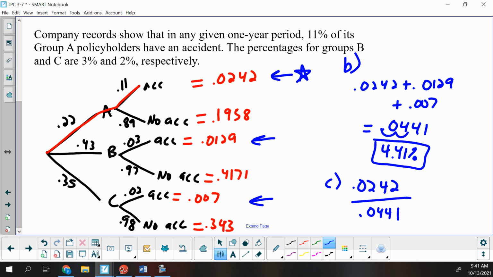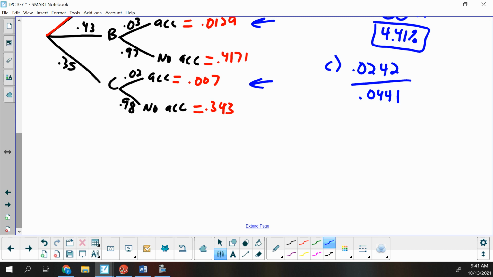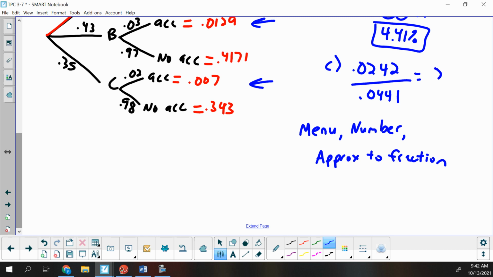So take a moment and divide those in your calculator. That probably did not come out nice. It does not tell us where to round, so we want to switch that to a fraction. After you get your long decimal answer, do menu, number, and approximate to fraction. When we do that, we should get 242 over 441.